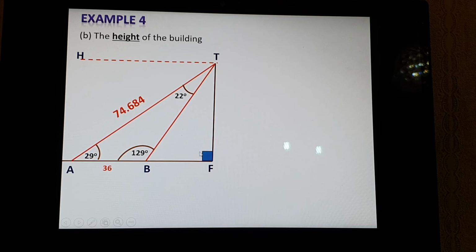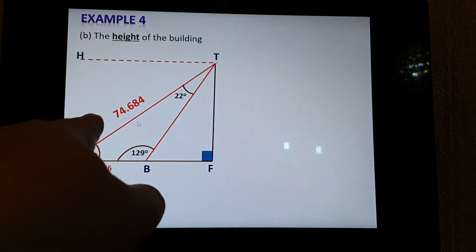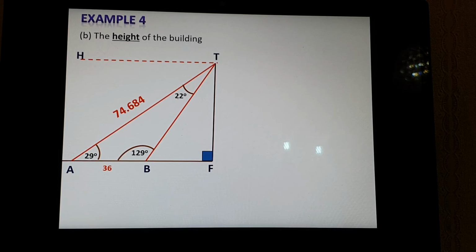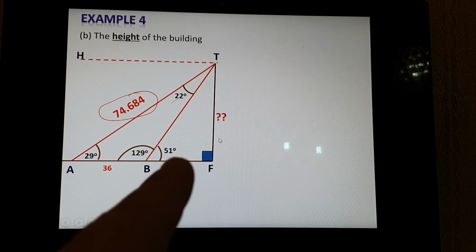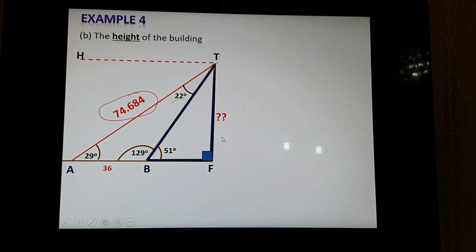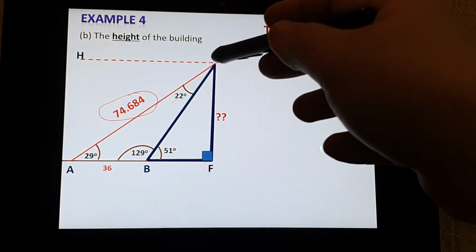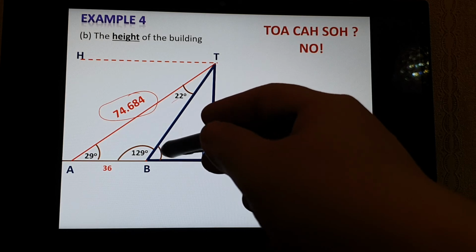Next one, height of the building. You want to find this fella, right? You see, we update the diagram. We already know this. Just now we found the AT from part 1 already, part A. We update. How does this help us? We want to find this now, right? So from here you can find this 51, and then you use tan? Cannot, right? Why cannot? Because I don't know this, I don't know this, I don't know this. I only know this angle, no use one.